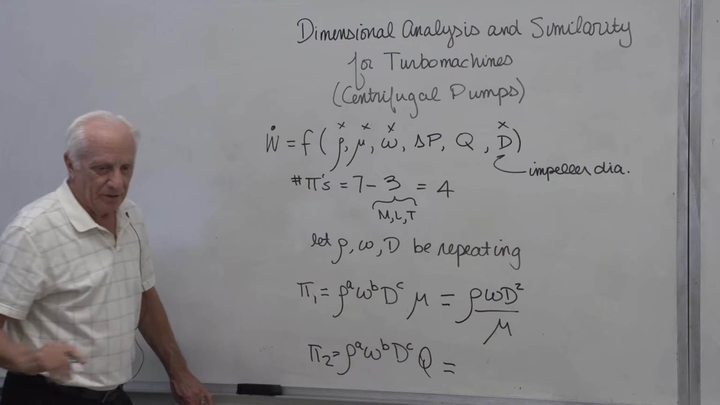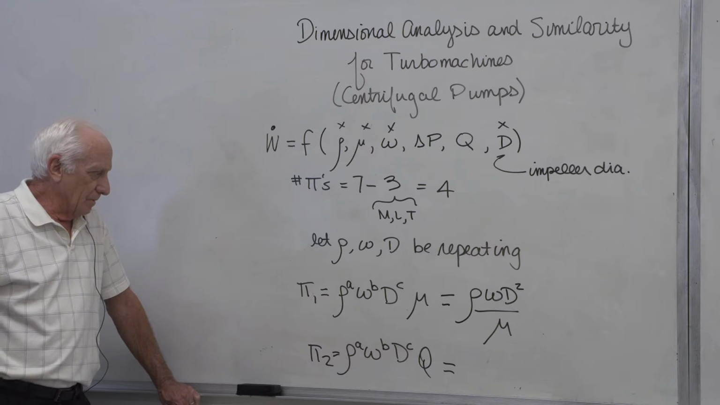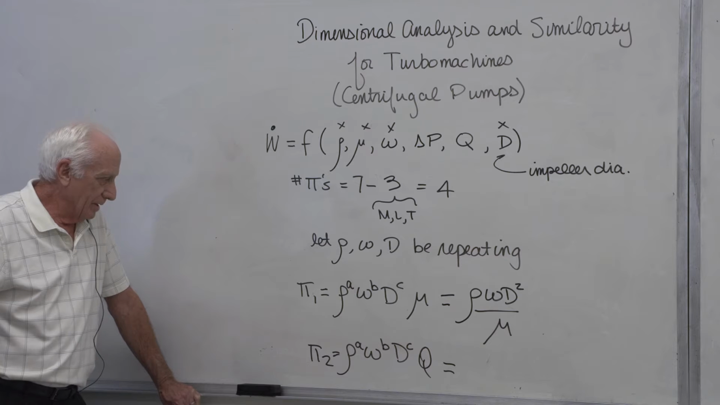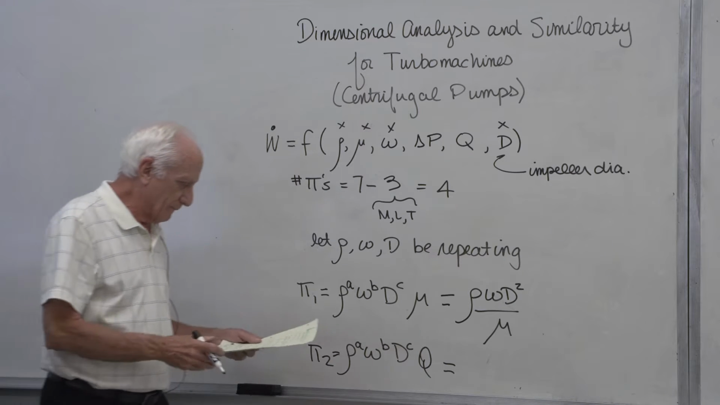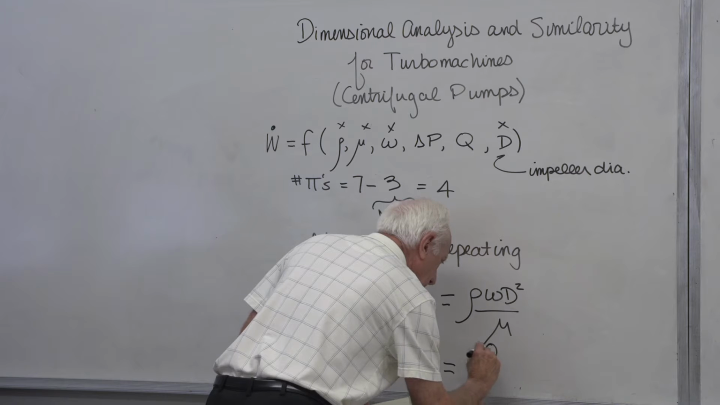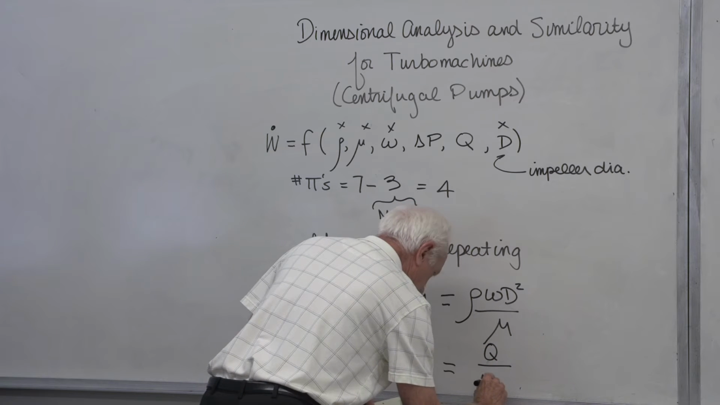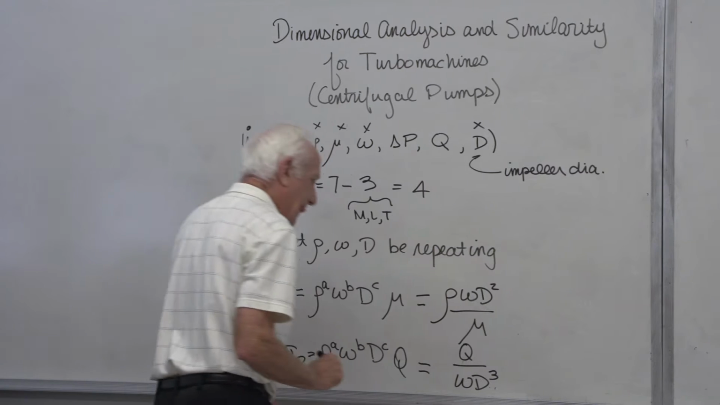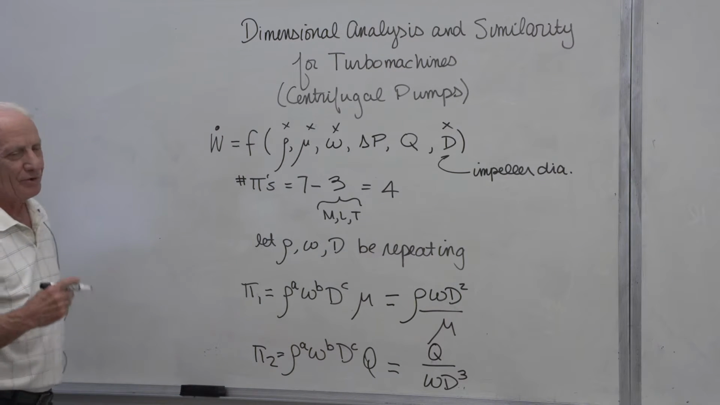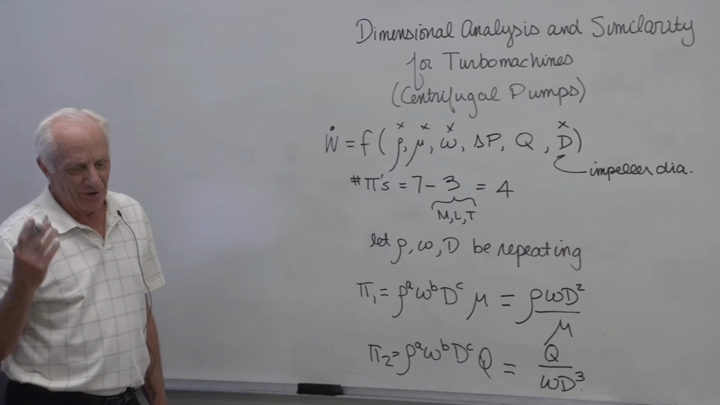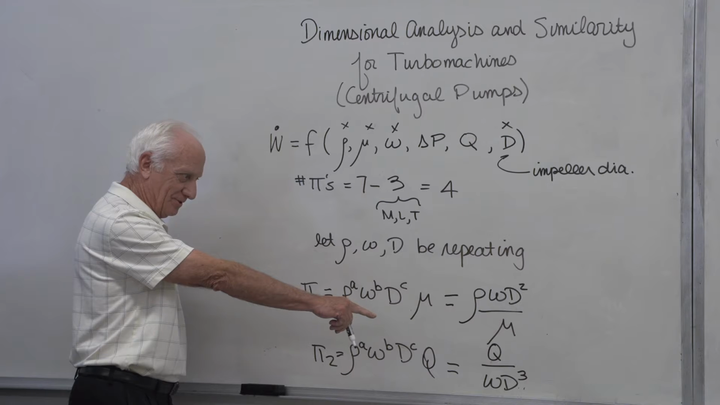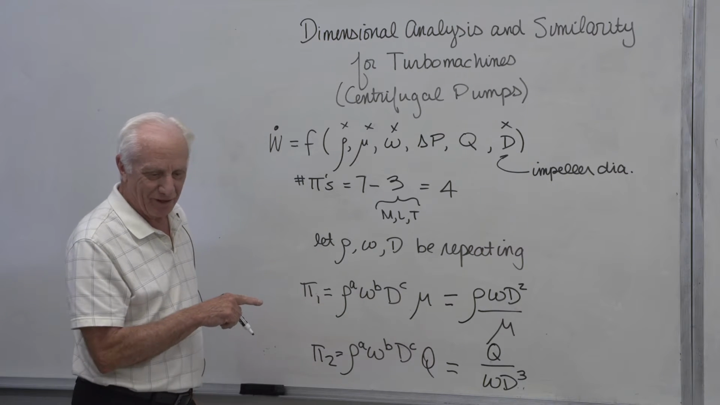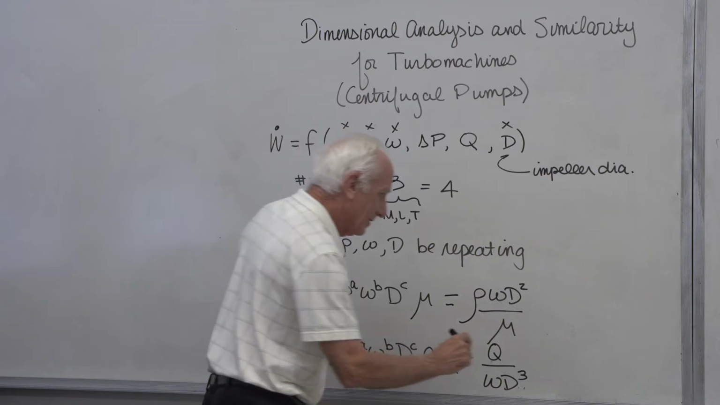Play the same game, put the dimensions in there, write it in terms of mass to a power, time to a power, length to a power, and then set those equal to 0 and solve for the a, b, and c. And I'd get this, Q over omega d cubed. Of course, I told you, you're going to know if you made an algebraic mistake over here, because if that guy doesn't check out to be dimensionless, you made a mistake. So before you leave the problem on an exam, you always check the dimensions.